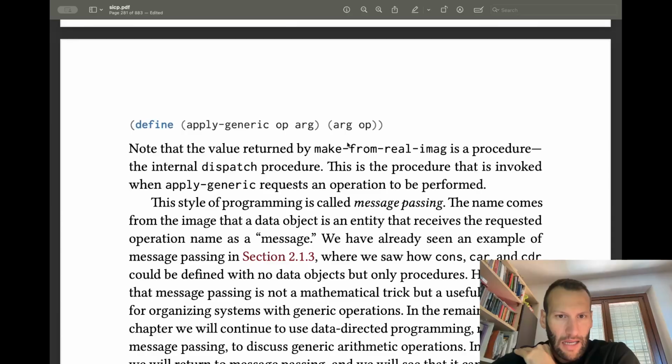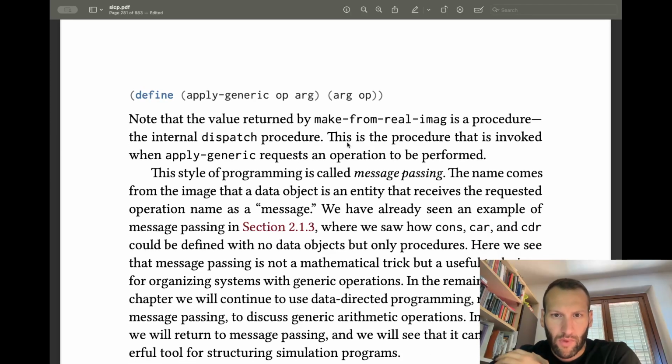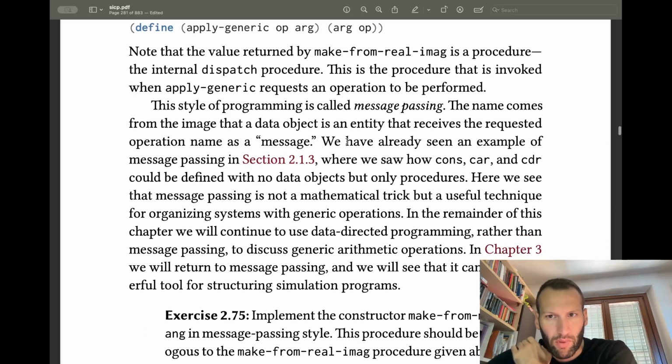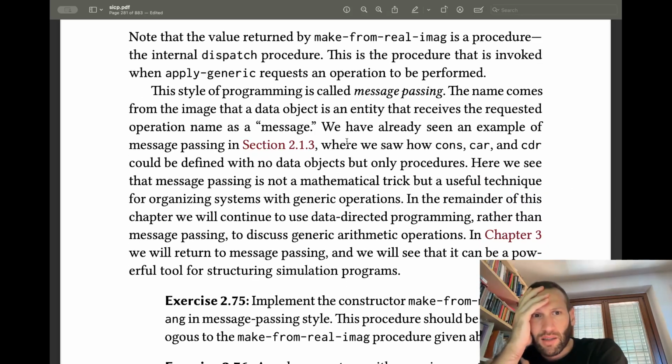Note that the value returned by make from real imag is a procedure, the internal dispatch procedure. This is the procedure that is invoked when apply generic requests an operation to be performed. This style of programming is called message passing. The name comes from the image that a data object is an entity that receives the requested operation name as a message. We have already seen an example of message passing in section 2.1.3 when we saw how cons, car, and cdr could be defined with no data objects but only procedures.